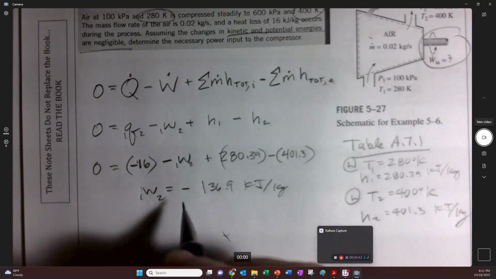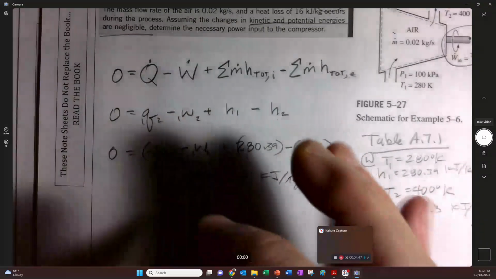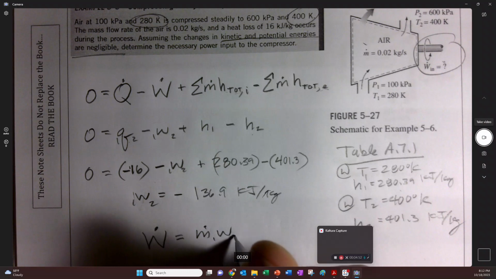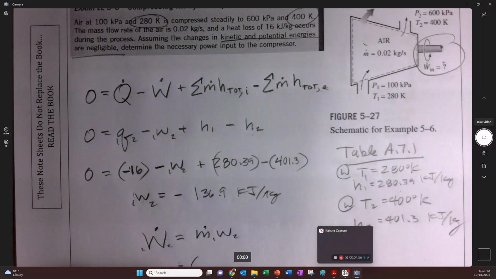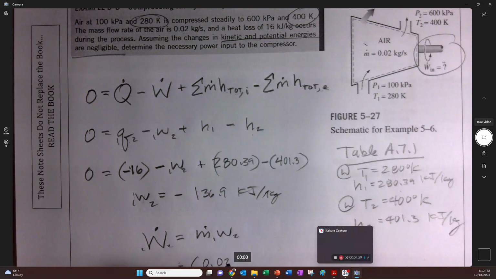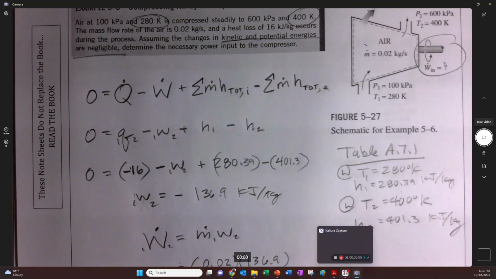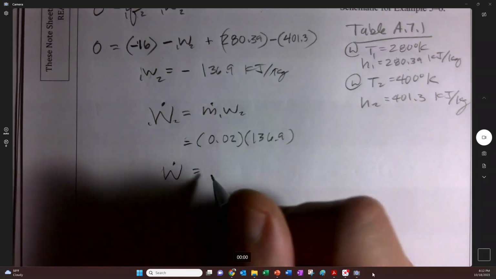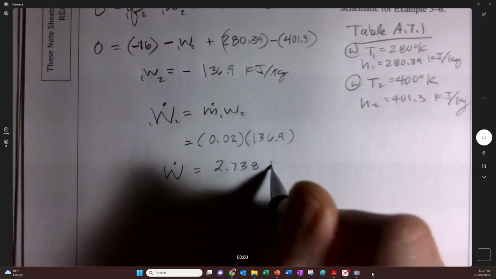And they told us what the mass flow was, so we can find out what that's going to be. So here's the input right here. So the m dot times w. I guess I'll keep going with the 1 to 2 thing, but whatever. And so that was 0.02 kilograms per second times 136.9, and so the power is going to be 2.738 kilowatts.